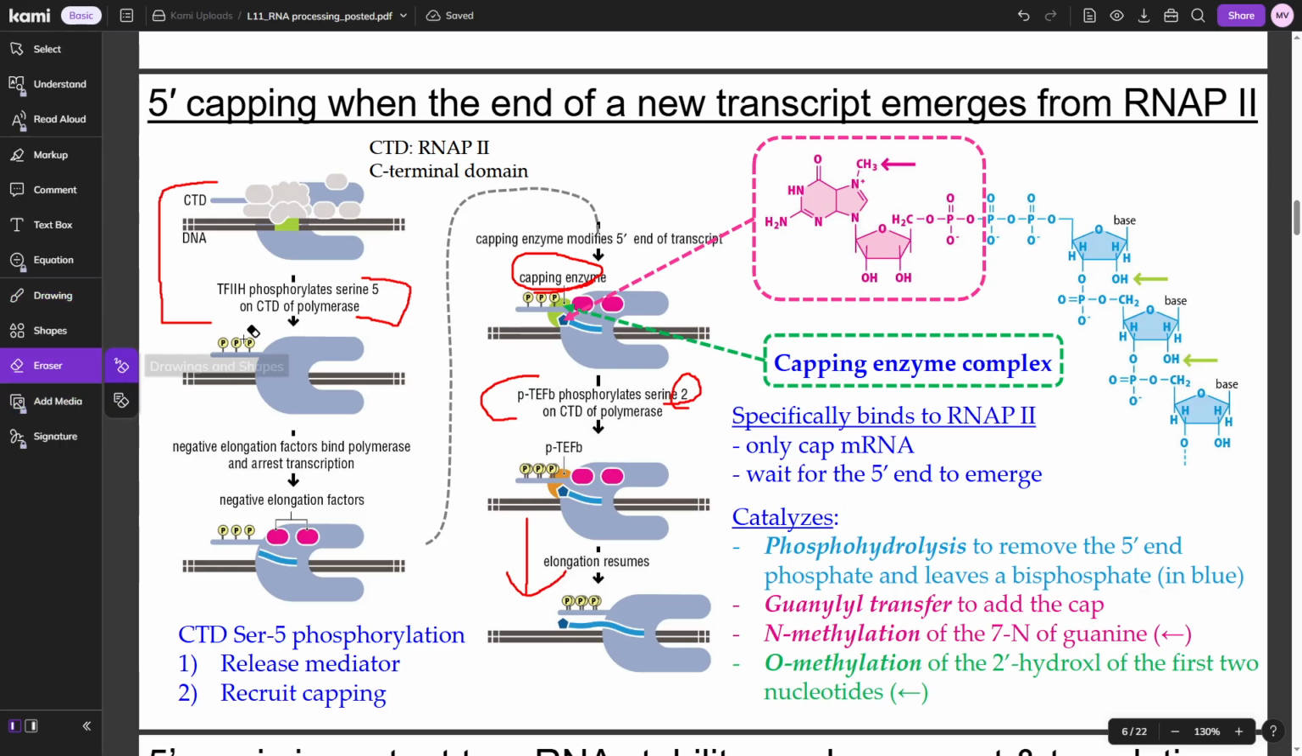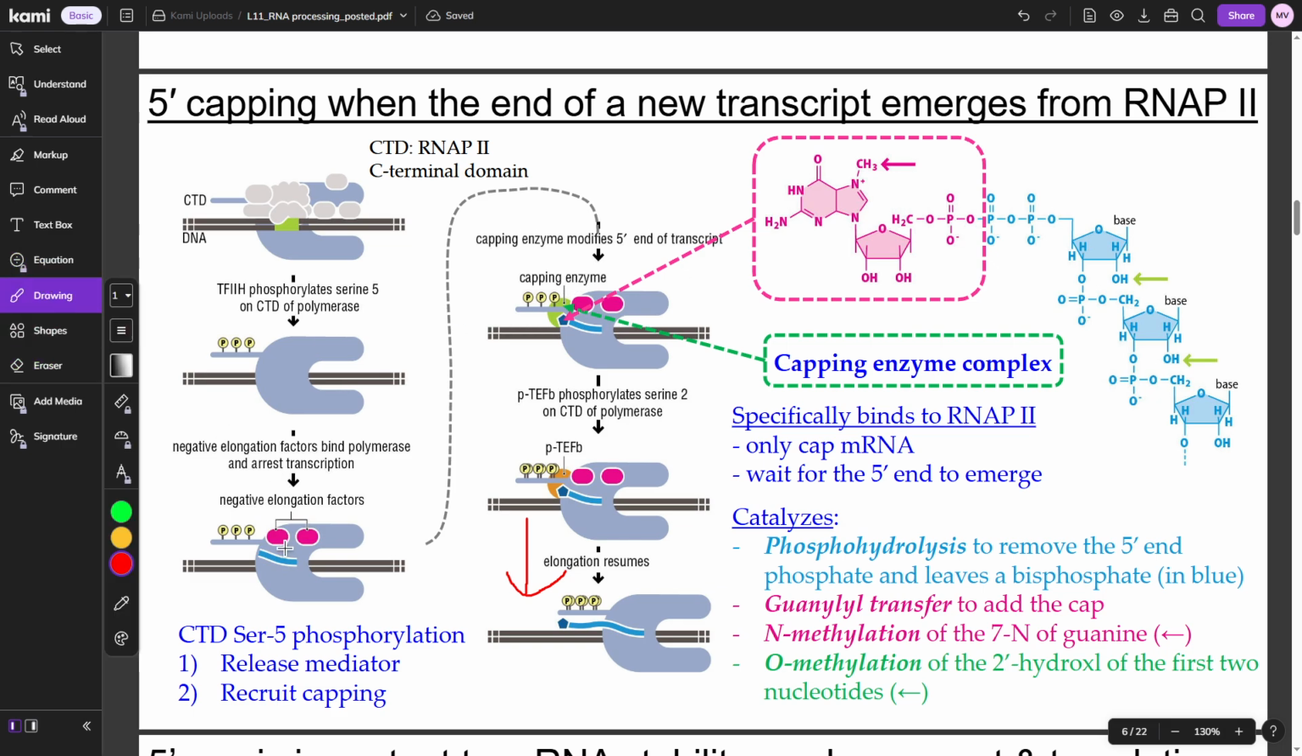I don't think you have to memorize all of these. I would say, if you're going to memorize anything, try and memorize the phosphorylation. So phosphorylation here allows for the binding of the negative elongation factors, and then the capping enzyme binds, which adds the cap. And then P-TEFb comes in later, phosphorylates again, and that causes the repressive proteins to leave and elongation to continue.